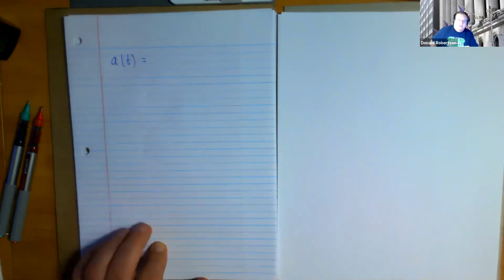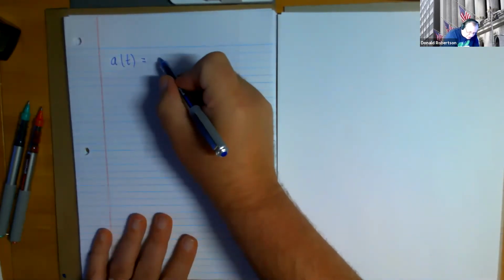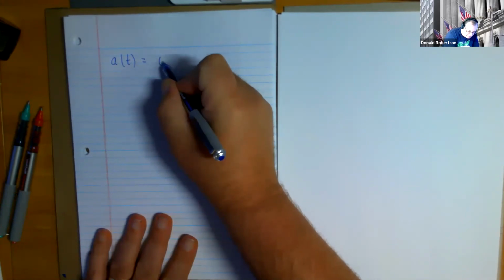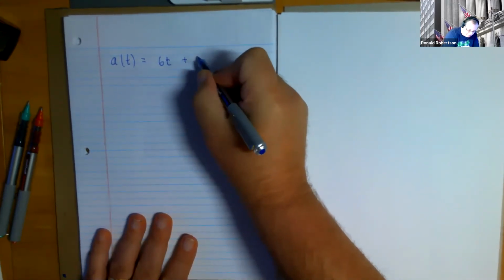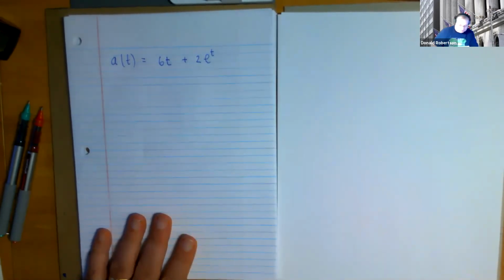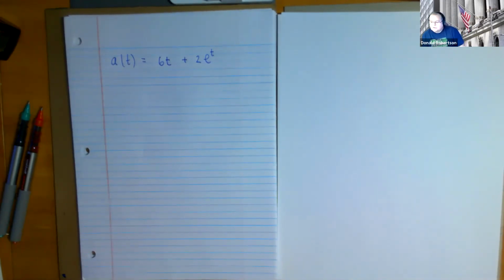Suppose I tell you that you have a moving object and its acceleration at any given time is 6t plus 2e to the t. So can you imagine this object that as time goes by, its acceleration is continuously changing, right? If you had an object that was being shot off, who knows, into space, it may well have a model that looks like this. It's not just a fixed acceleration of 5, its acceleration keeps changing.